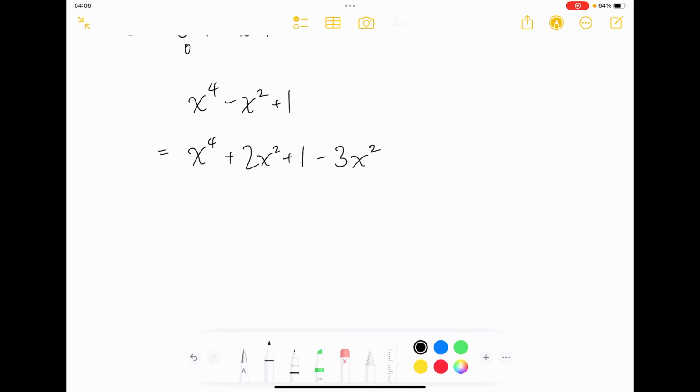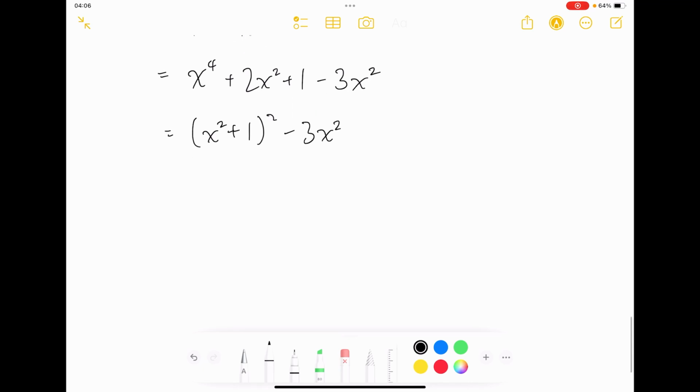And then I don't have a perfect square in here, but we're going to have to brute force that. So I have a perfect square on the left, which is x squared plus 1 all squared, and then minus 3x squared. And by the difference of 2 squares, we're going to have x squared plus 1 minus root 3x, but I'm going to put the minus root 3x here, just because it looks nicer. And then plus root 3x for the other bit. So we have this expression now.